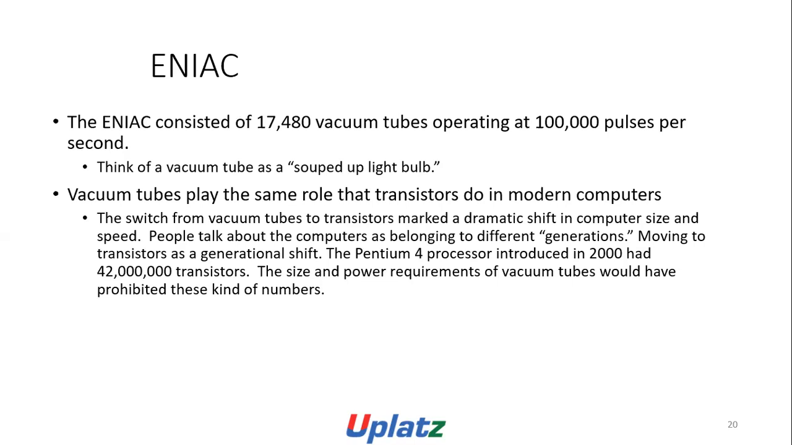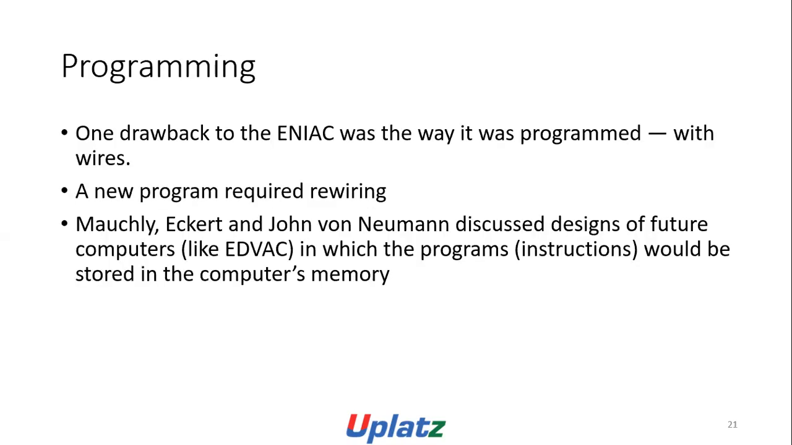The switch from vacuum tubes to transistors marked a dramatic shift in computer size and speed. People talk about computers as belonging to different generations, with moving to transistors as a generation shift. The Pentium 4 processor introduced in 2000 had 42,100,000 transistors. The size and power requirements of vacuum tubes would have prohibited these kinds of numbers.